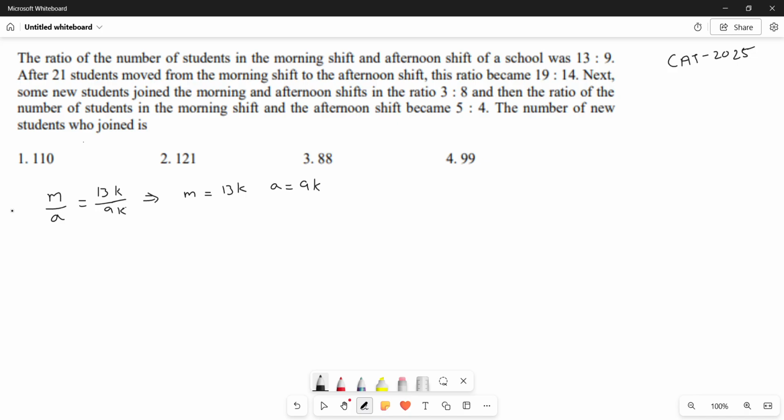And this is step 1, and in step 2 some students moved from morning to afternoon, that is 21 students moved from morning to afternoon. So that will give us 13k minus 21, and they joined in the afternoon, that is 9k plus 21. These 21 students joined here, and the ratio equals 19 is to 14, which was given.